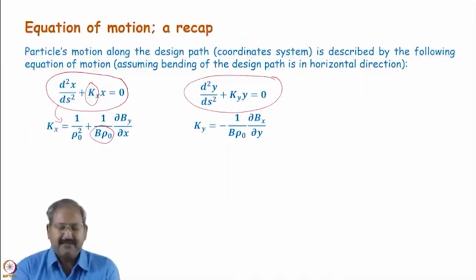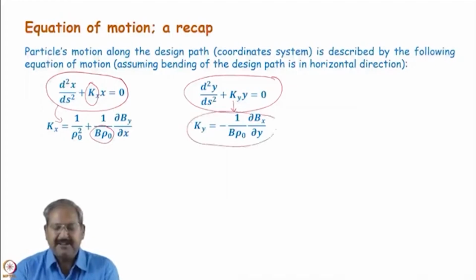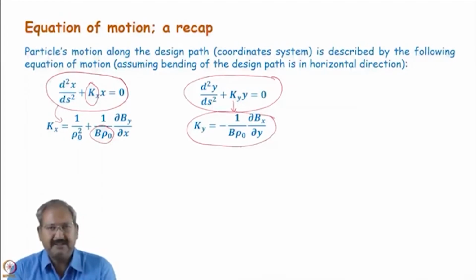Similarly, in the vertical plane we have Ky, the gradient of the magnetic field normalized by the magnetic rigidity. However, there is a minus sign, which means the gradient in the horizontal plane has the opposite effect than in the vertical plane. So if the gradient provides focusing in the horizontal plane, then in the vertical plane it will provide defocusing, which we have seen during the study of the quadrupole magnet.